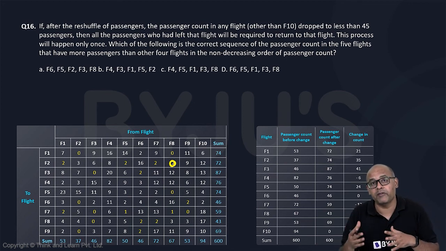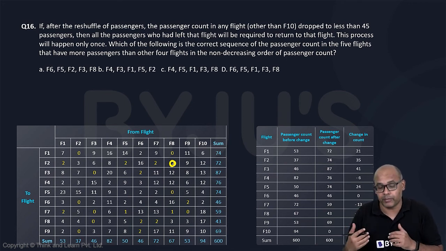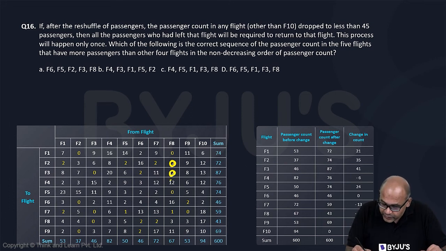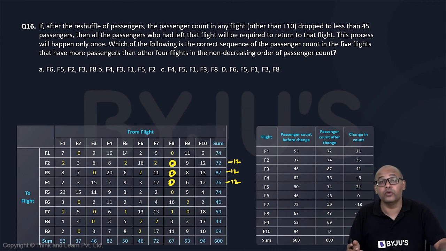So 12 people went from F8 to F12. They will be brought back. Similarly, this will become 0. This will become 0. 12, 12, 12 will be brought back. So horizontally, this will become minus 12, minus 12, minus 12 because they are losing those people, because they are going back to my F8. 0 will remain as it is. This will again become 0.